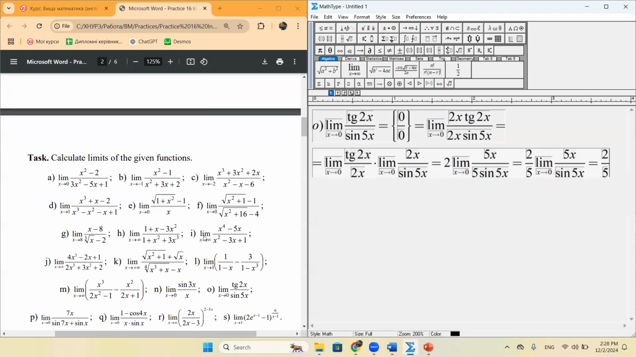But why 2 over 5? Important: don't lose coefficients. So first of all, we eliminated tangent. I multiplied by 2 and divided by 2. And I have transformed the limit to the product of limits, and here we have tangent of 2x by 2x, and here we have 2.